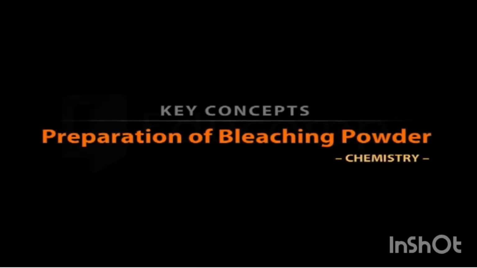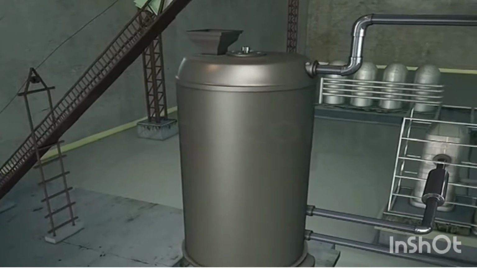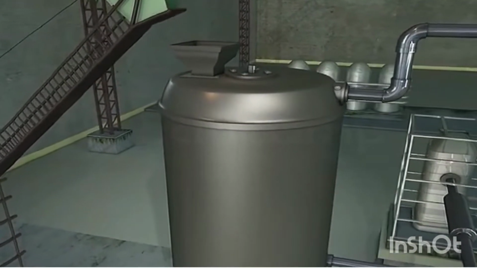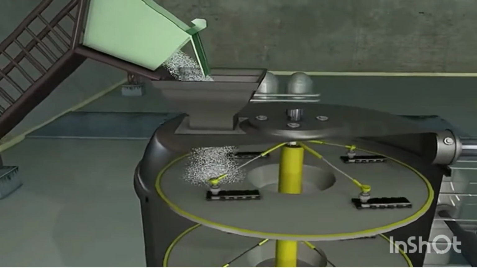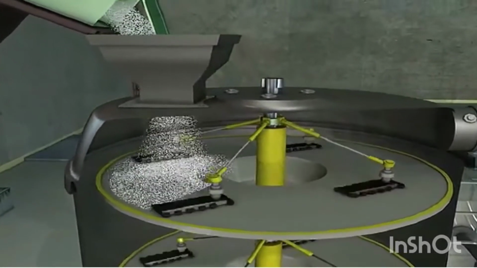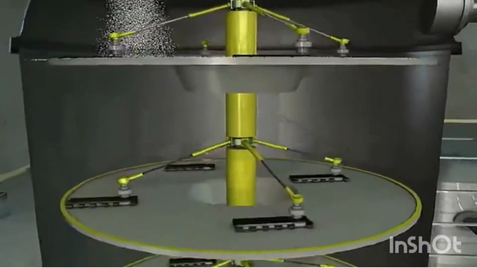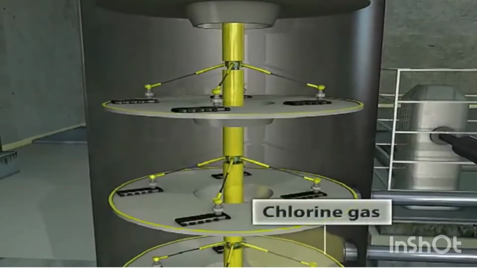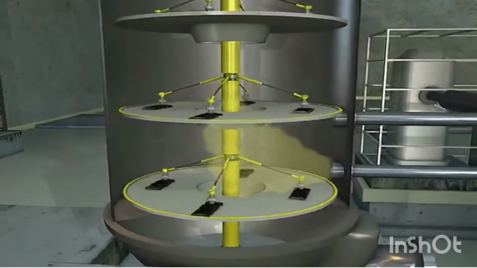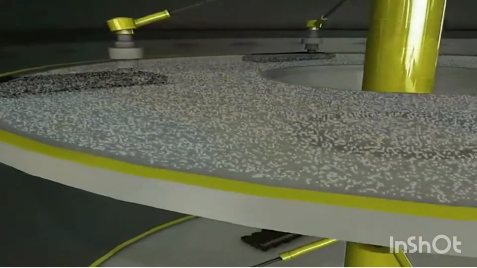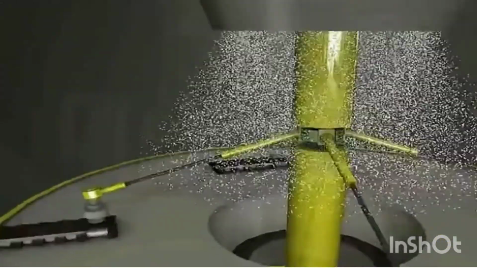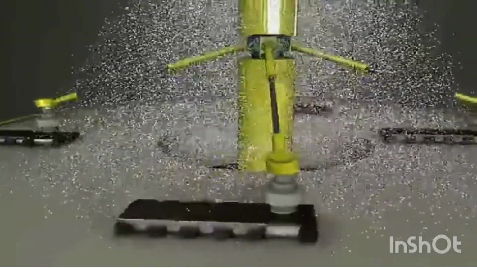Let's see an animated video of how the bleaching powder is made. In Bachmann's process, dry slaked lime is used as a raw material which is fed into the tower from the hopper at the top. A current of chlorine gas is also provided at the same time from an inlet at the bottom of the tower. As the shelves inside the plant rotate, they take the dry slaked lime downwards.